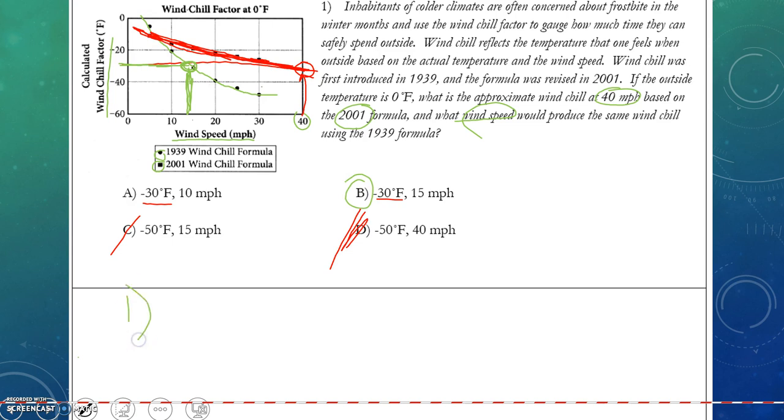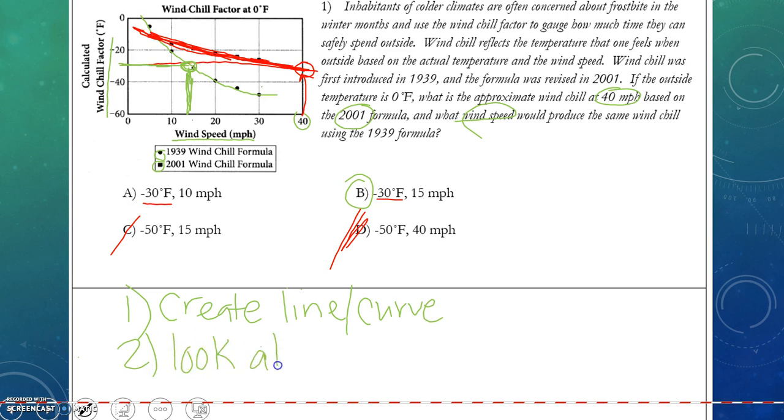So just to review, the first step, you want to create the line or curve of best fit if you can. And then you have to make sure that you're looking at the units. So I looked at what the question was asking me. It was asking me about wind chill, and it was giving me the wind speed. And so I was able to look at my axis and figure out which one I need to be looking at.